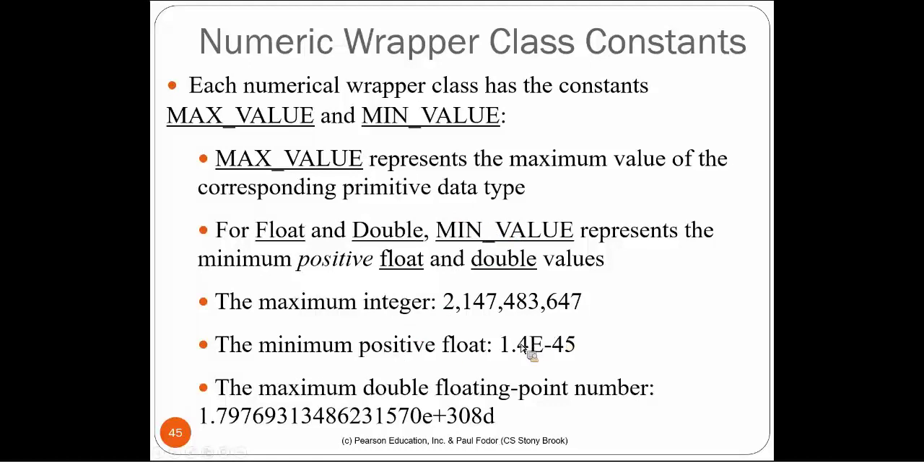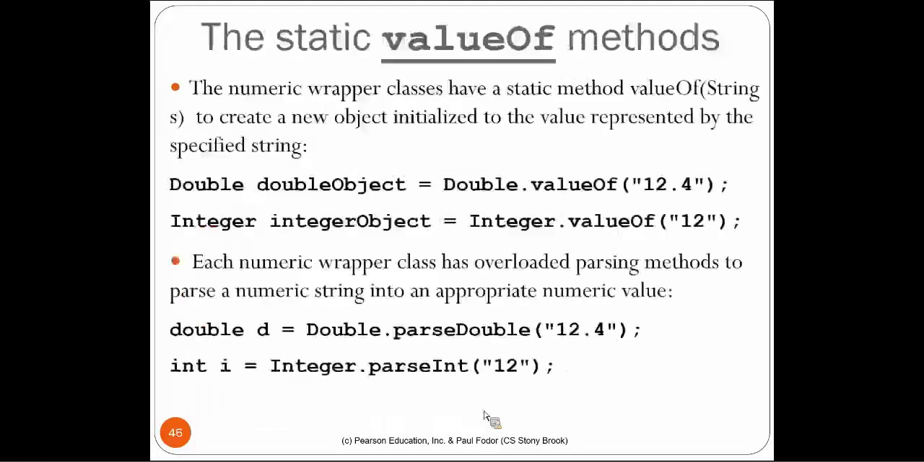In the case of float it is 1.4e to the power minus 45. Basically we can represent values down to 10 to the power minus 45, which is 1 divided by 10 to the power 45, basically 0 followed by 44 zeros, then 1.4. The maximum double floating point number is this number here, which we see is very high, basically 10 to the power 308. That's a very high number that can be stored in numeric values.